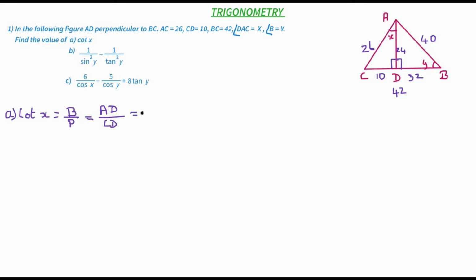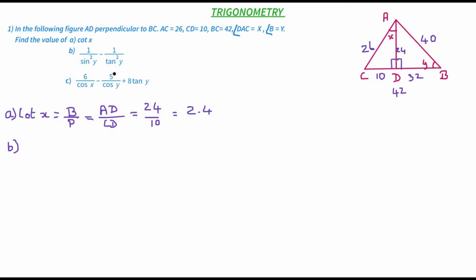So what is the value of AD? What is the length of AD? Which is 24 by, and what is CD? 10. So the value of cot x, we have found it as 24 by 10. You can either leave this as such, or you can simplify this to 2.4. Both the answers are right. Now let's see the second question, that is question B. What is asked? 1 by sine square y minus 1 by tan square y.